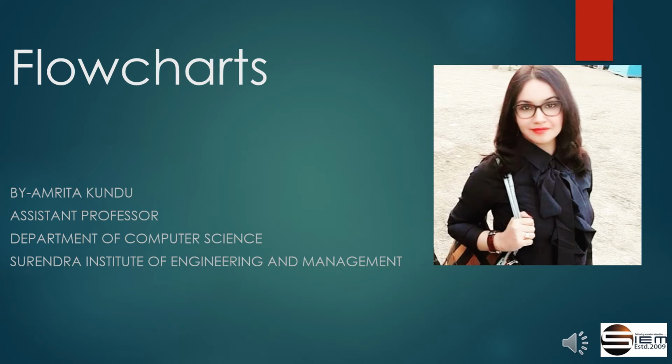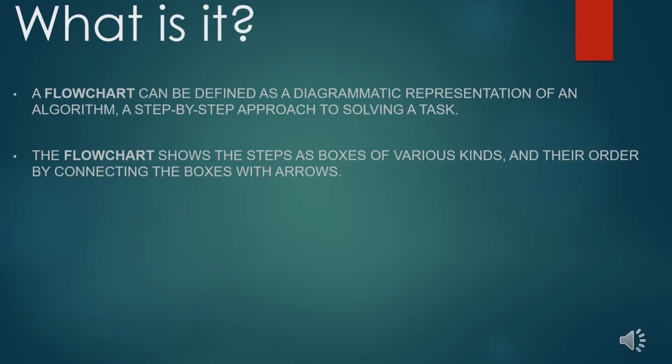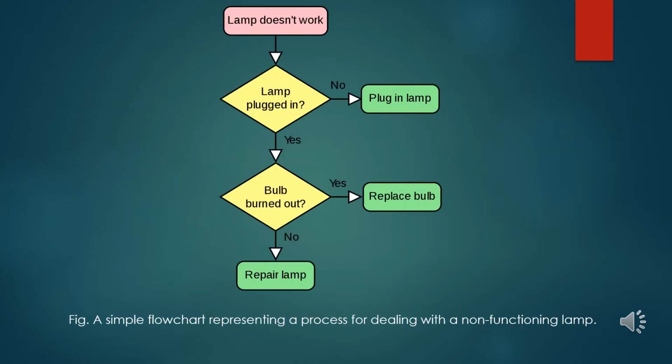This lecture basically deals with what flowcharts are and how to design them. Now let us see what a flowchart is. A flowchart can be defined as a diagrammatic representation of an algorithm, which is a step-by-step approach to solve a particular task. The flowchart shows the steps as boxes of various kinds, and they are ordered by connecting the boxes with arrows.